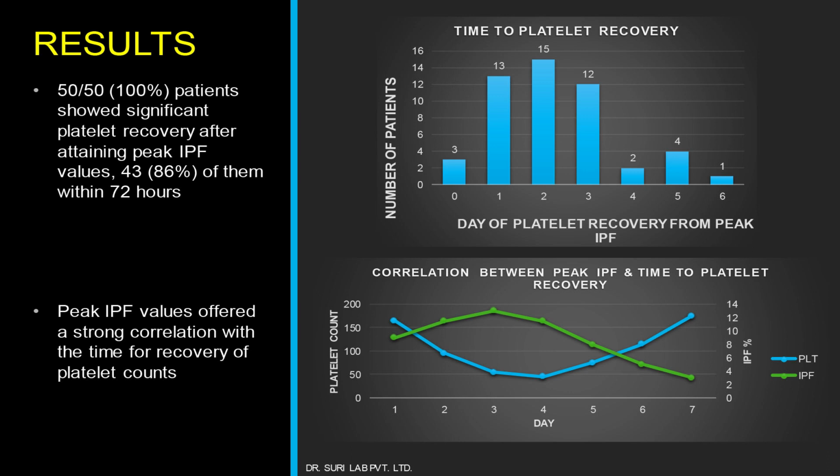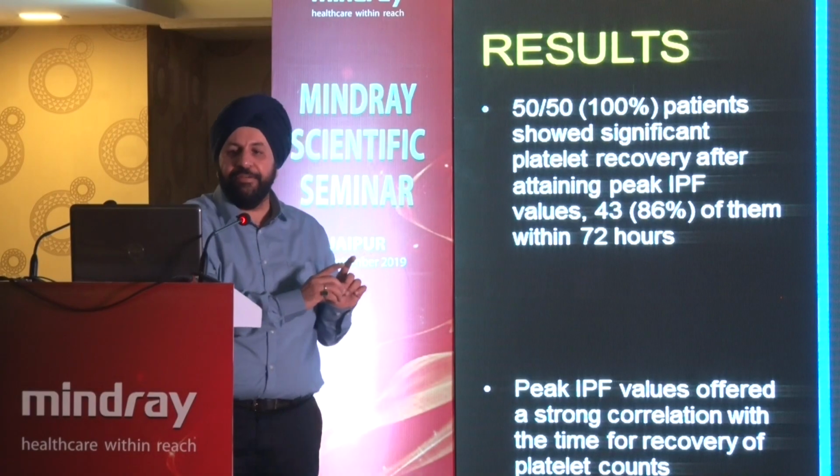So if you see this graph at the bottom, this green is showing IPF. At day 3 or day 4 it is reaching its peak position and then beginning to dip again. Similarly, on day 5 the platelet count begins to rise. So roughly the gap between peak IPF and the rise of platelet count is 48 hours.